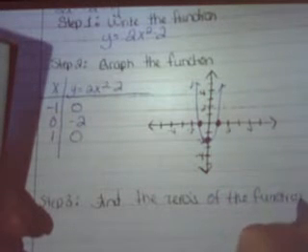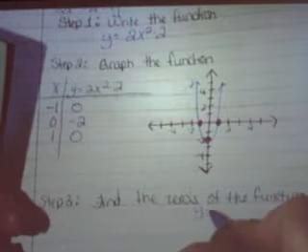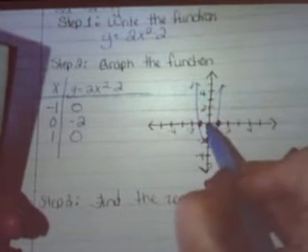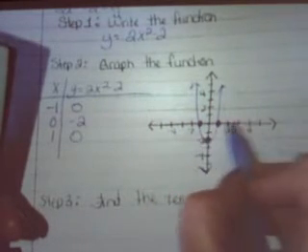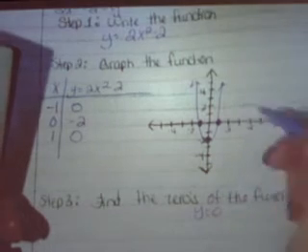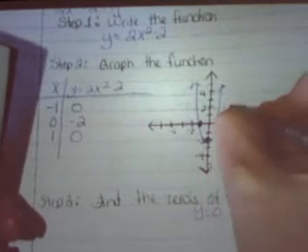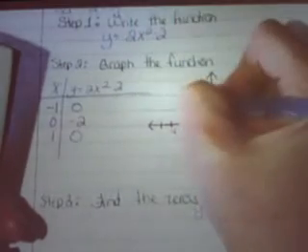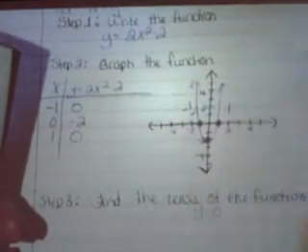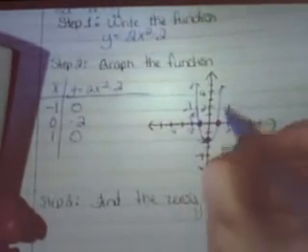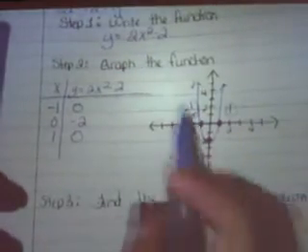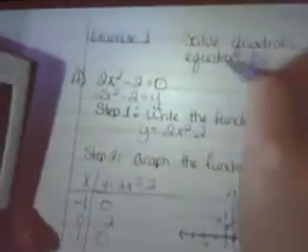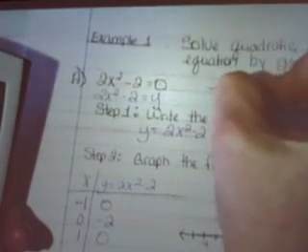Okay, so let's find those zeros of the function. Remember, we want our y to be 0. And for our y to be 0, it has to be on the x-axis. So I can see that my zeros are at +1 and at -1. Those are my zeros. So the solution to this quadratic equation is going to be -1 and +1.